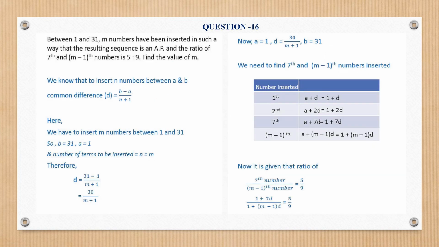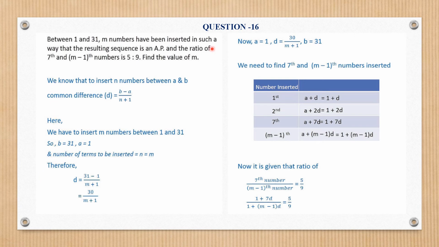Question number 16. It's a very important question. Between 1 and 31, m numbers have been inserted in such a way that the resulting sequence is an AP. There are two numbers as in the previous one. We have to insert 5 numbers. Here between 1 and 31, you have to insert m numbers. This m you have to find, that is, how many numbers should be inserted so that the resulting sequence is in AP.